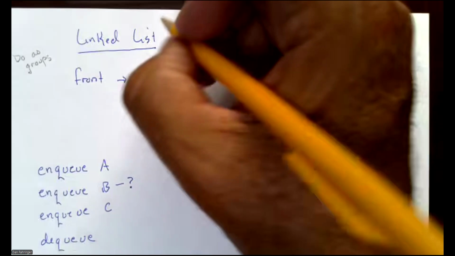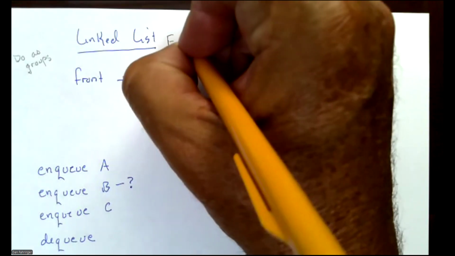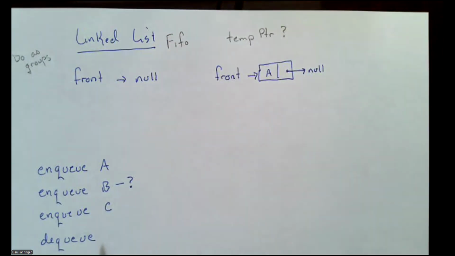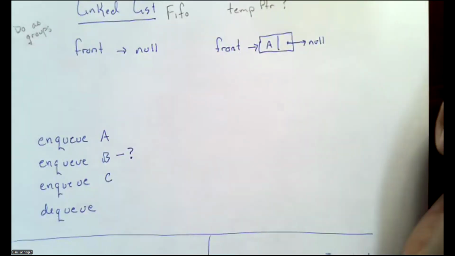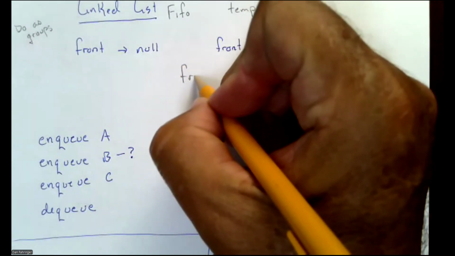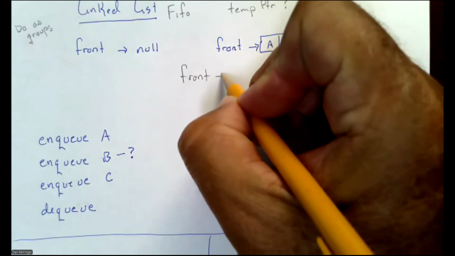Again, we're doing FIFO. FIFO, the first one in is the first one out. So when I get down here, I'm going to have to dequeue. And somebody who said front, tell me why. Tell me why.